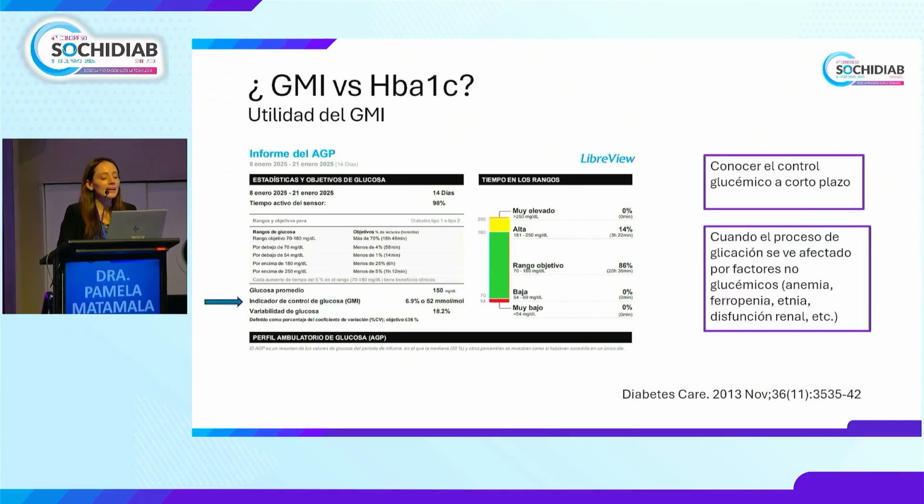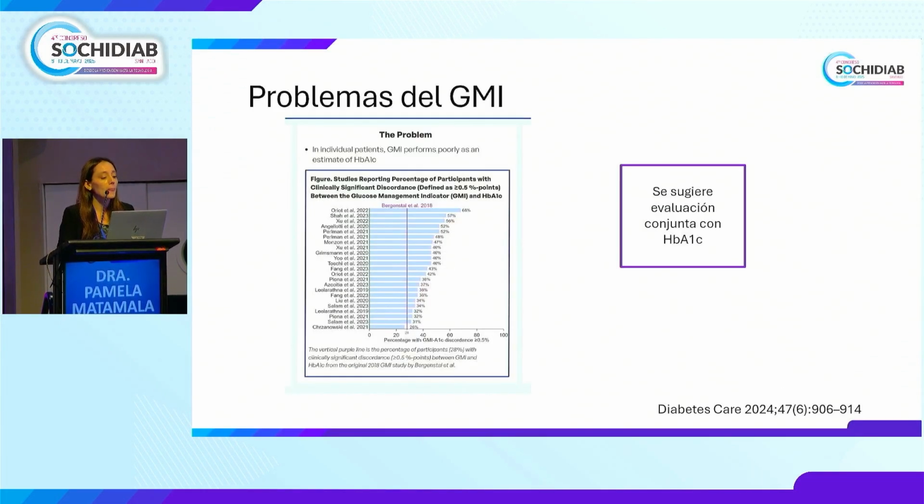Is GMI compatible with HbA1c? What is GMI useful for? It's useful mainly to know about glycemic control in the short range. We have to consider that GMI is calculated only with 14 days of glucose data. Therefore, it could be useful when the glycation process is affected by non-glycemic factors, for example, neutropenia, anemia, or renal disease, among others. It's very important to understand that they are not directly proportional or comparable on many occasions.